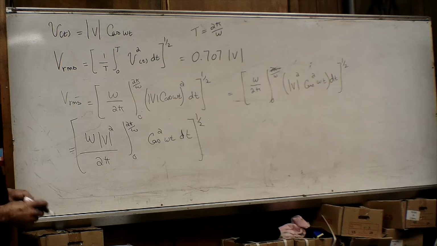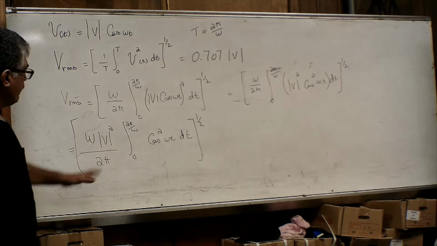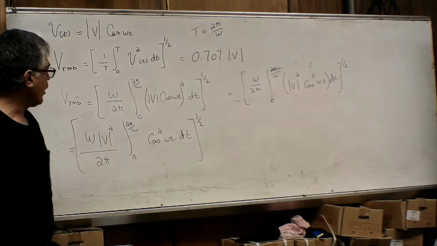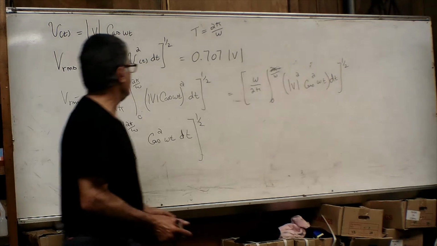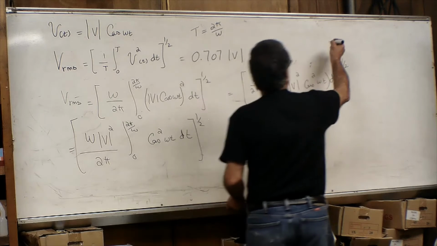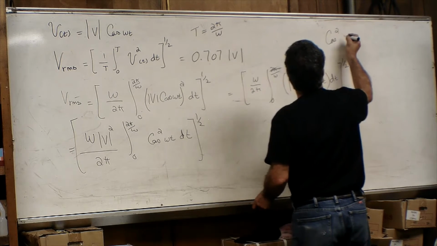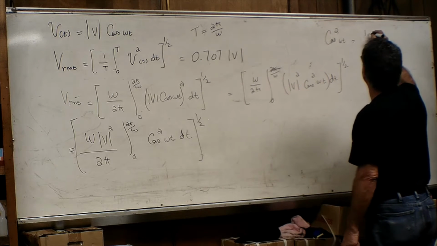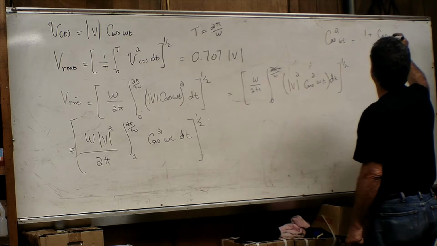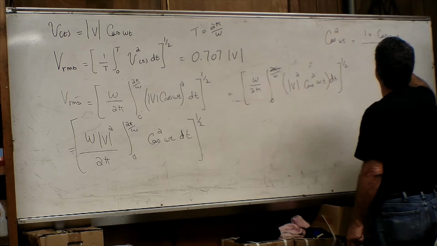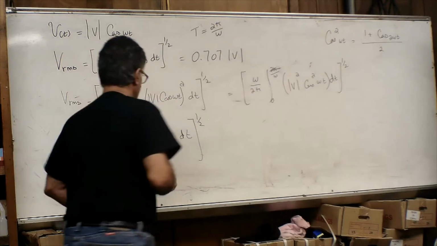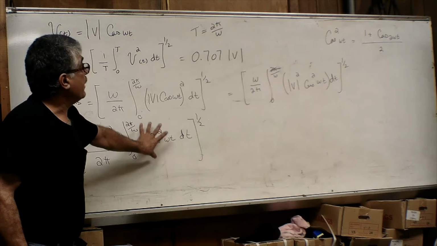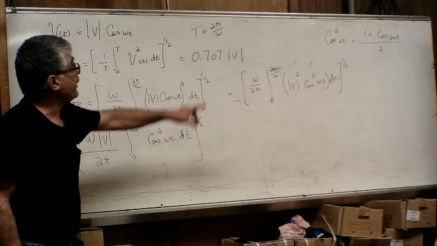Now, in order for us to solve this integration, we have to convert this cosine into a double angle cosine, and we can use the trigonometric formula that cosine squared of omega t will be equal to 1 plus cosine of 2 omega t, divided by 2. So we can use that formula and change this cosine squared of omega t with that.